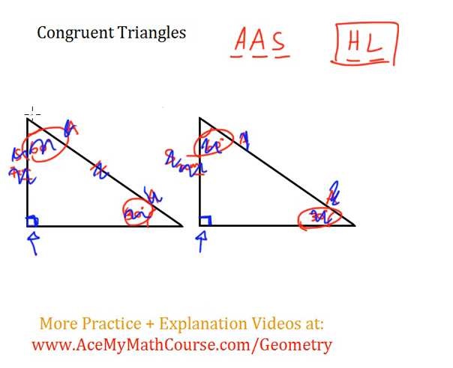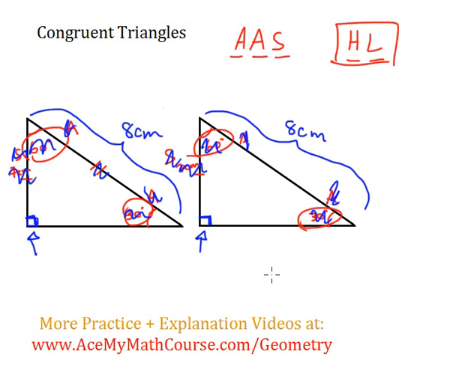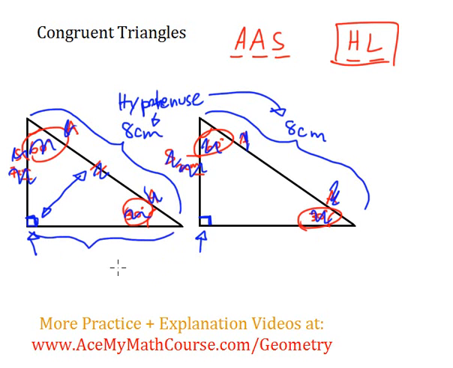And also, let's say that this side measures 8 centimeters as well as this side over here. So the side opposite to a 90-degree angle is called the hypotenuse. So the hypotenuse of both these triangles, they both measure 8 centimeters. Now, let's say that we also know that this side right here measures 7 centimeters, and here as well.